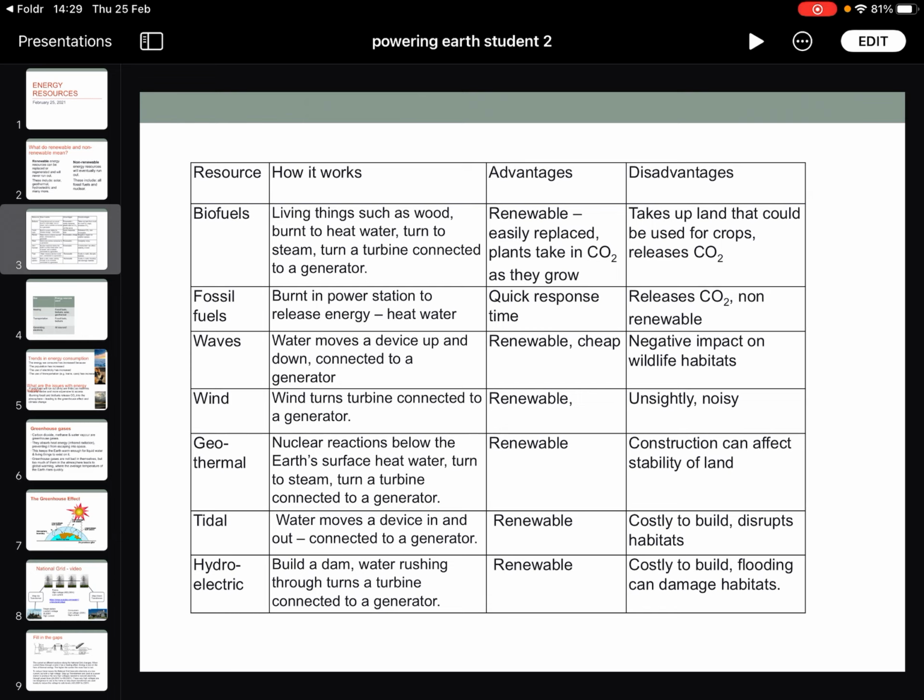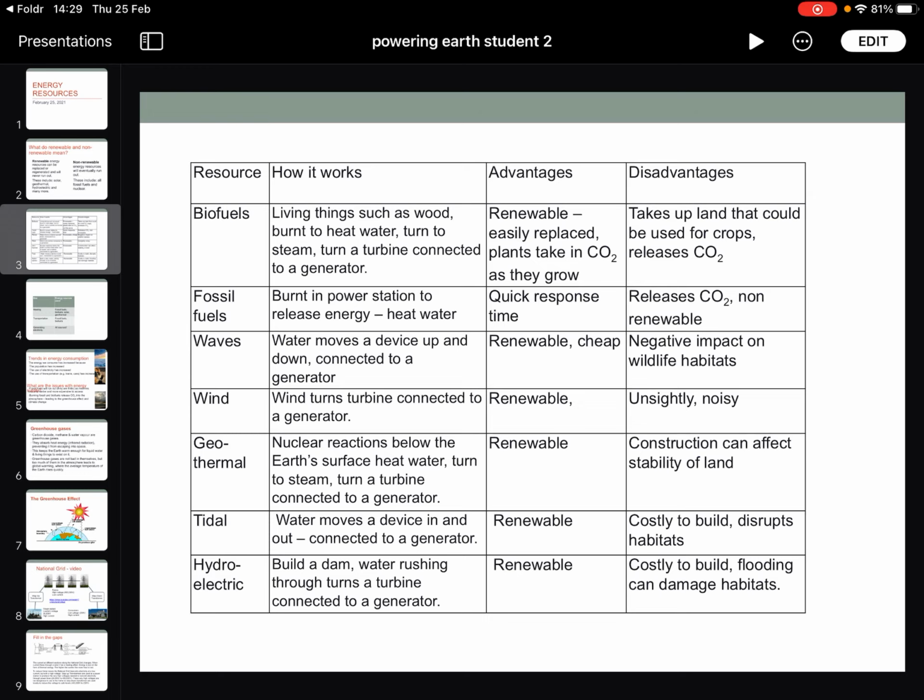All fossil fuels, I haven't bothered to separate them out here because they've all roughly got the same thing. Burn them in a power station, release energy, heat water, create steam, turbine, generator, etc. Advantages: quick response time. We already have the power station set up, so very quickly you can go, right, we need more power, stick some more coal in, done, power comes out. Disadvantages: we know this, release CO2, non-renewable, greenhouse gases, etc.